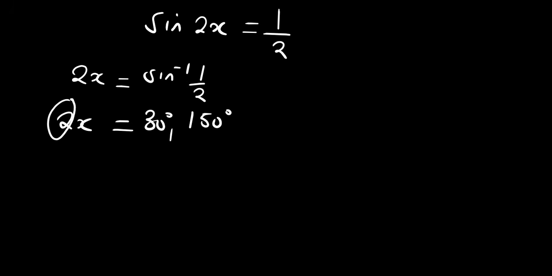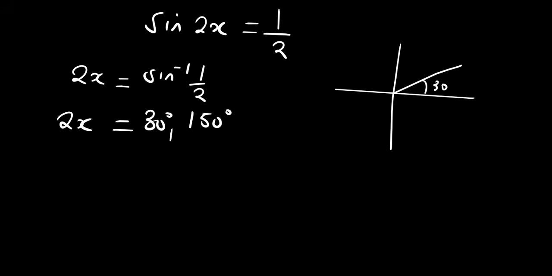Because it's a double angle, we have to take another revolution. So what it means is that this is our x or y plane. Let's say the 30 degrees that we found was here. Now we took one revolution.